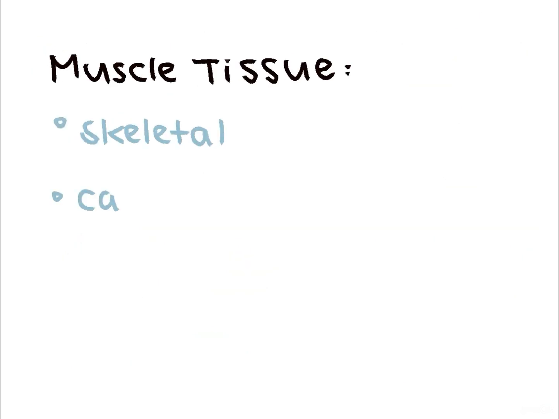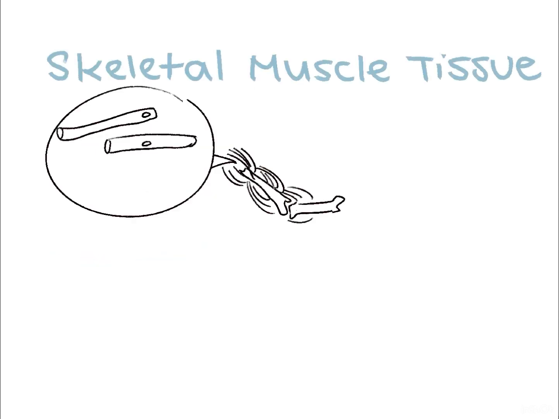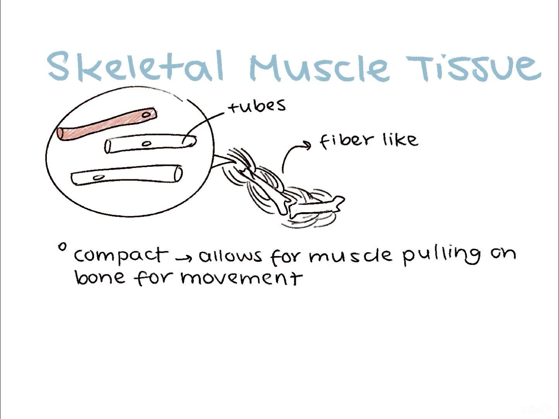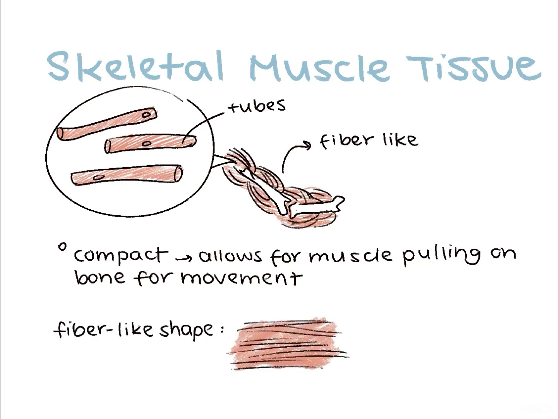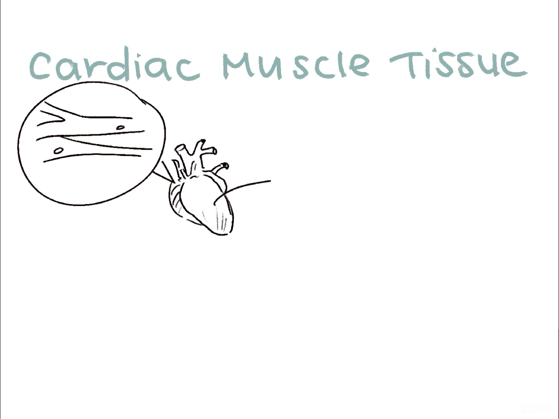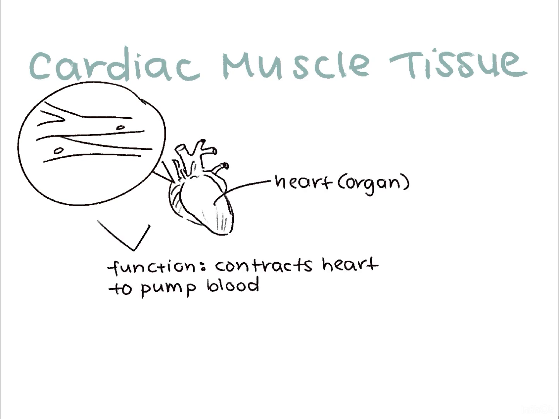Now let's look at muscle tissues. There are skeletal, cardiac, and smooth muscle tissues. A skeletal muscle tissue looks like this. So essentially, it has tube-like shapes and produces a fiber-like muscle. It is compact, and this allows for the muscle to pull on the bone for movement. And this fiber-like shape looks like that under a microscope. Cardiac muscle tissues are also fibery, but they have more branching, and it makes up the heart. So its function is to contract the heart to pump blood.